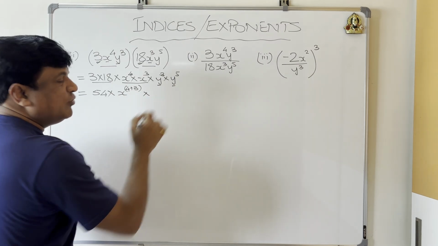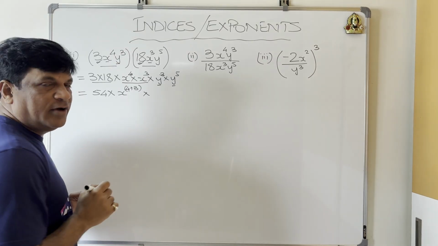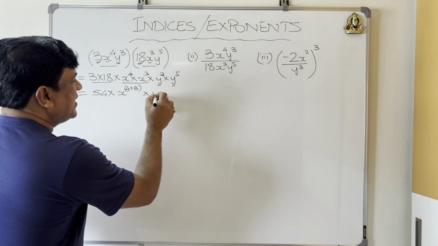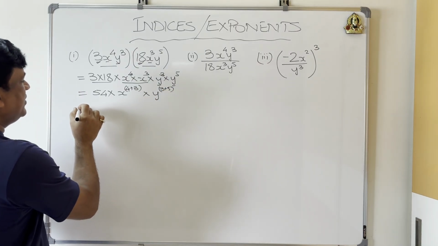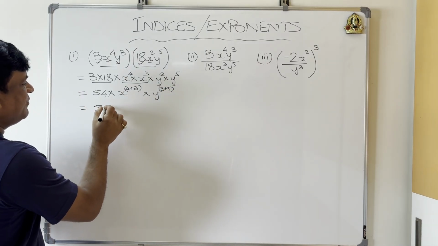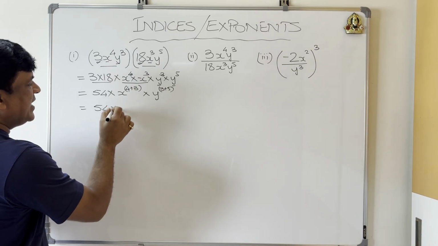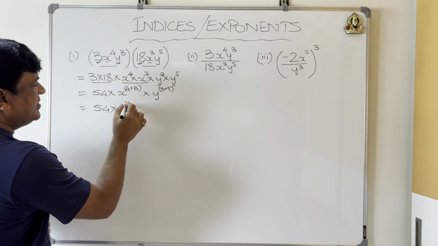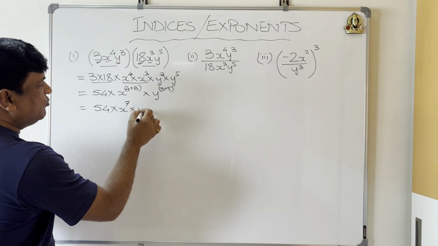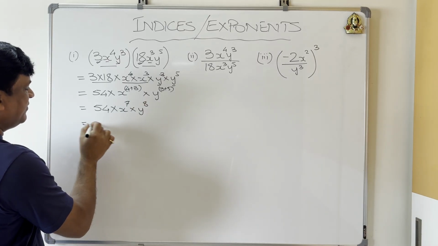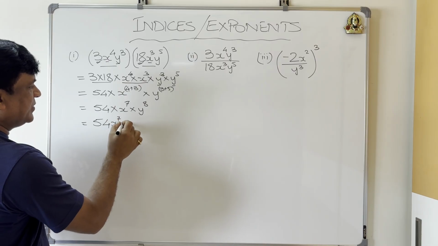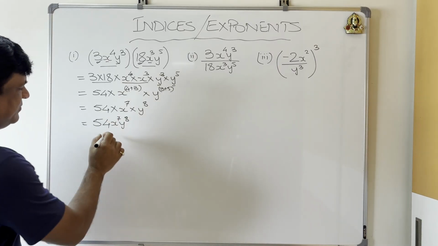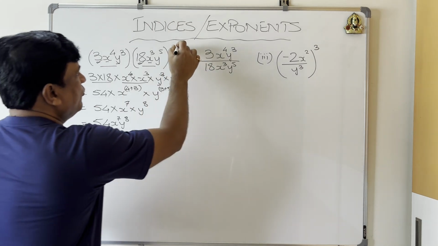Now you have two bases of y over here. Can I put it like this, 3 plus 5? Look at it, how easily I could simplify. So you have 54 times x to the power 7 times y to the power 8. So you put it all together, this is your final answer. Make sense? Easy? Okay, so let's move to the next one.